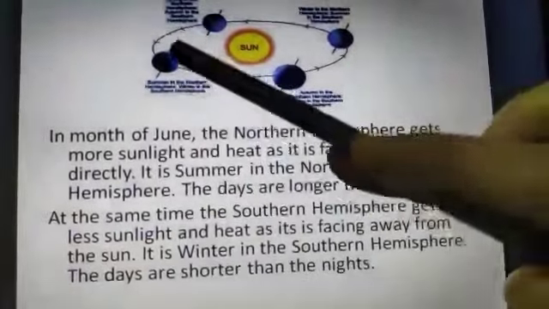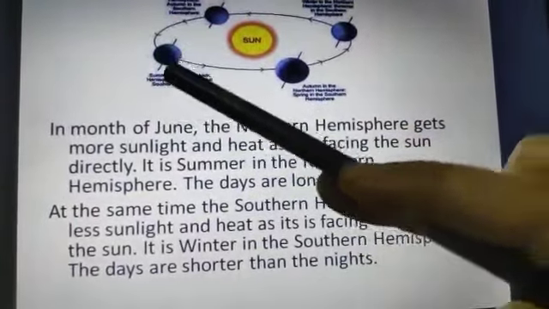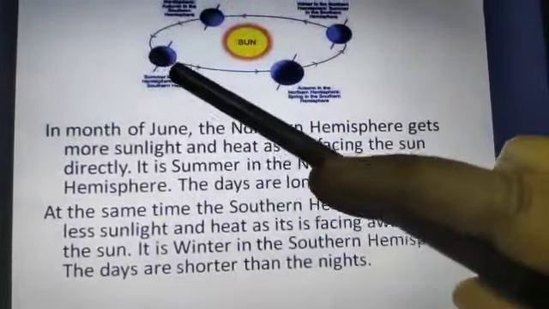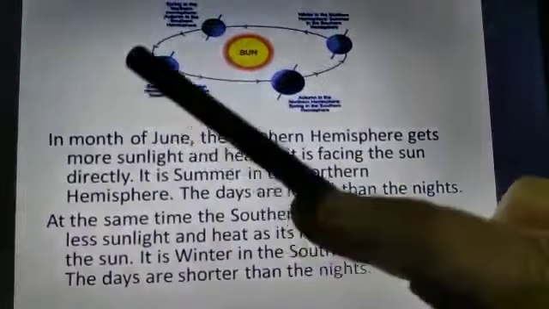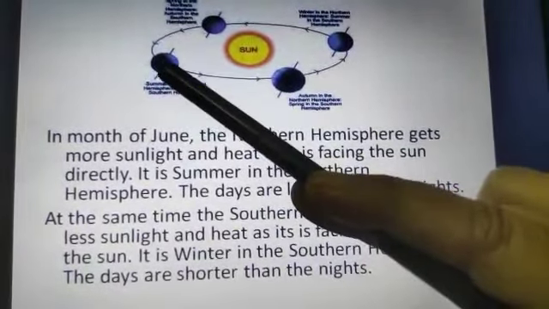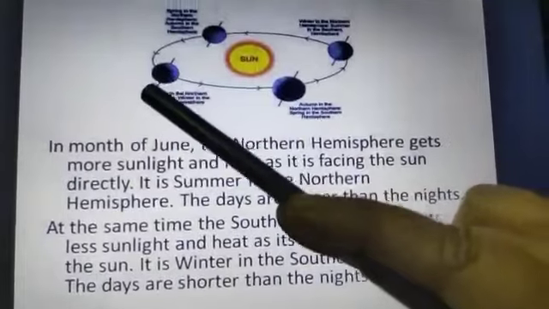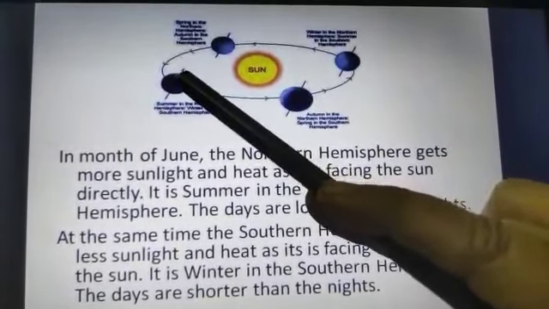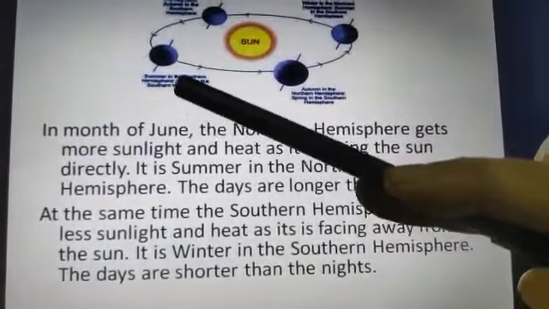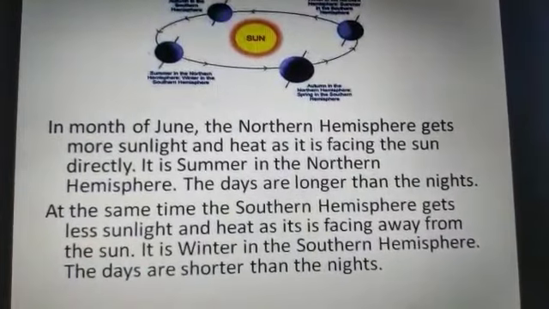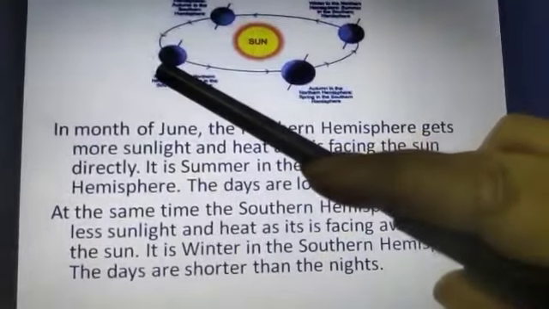At the same time, that means when the earth is here in its orbit, the southern hemisphere, that means the southern part, look at this, look at the globe, look at the earth. This part is south. The southern hemisphere gets less sunlight. You can understand from the picture that the southern hemisphere is away from the sun, whereas the northern hemisphere is nearer to the sun. So, the southern hemisphere gets less sunlight and heat as it is facing away from the sun. See, the southern hemisphere is facing away from the sun.